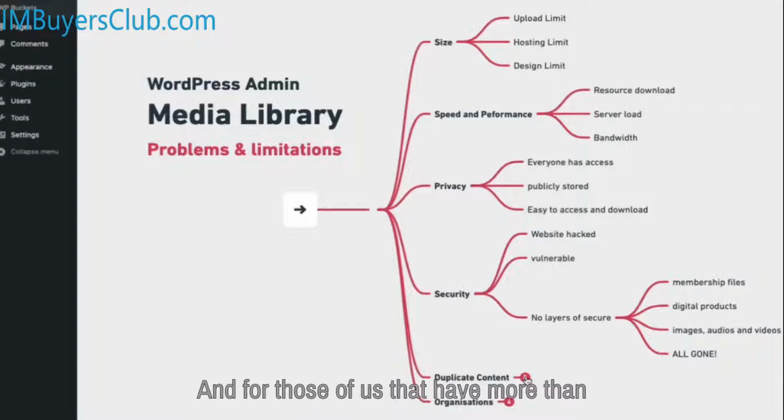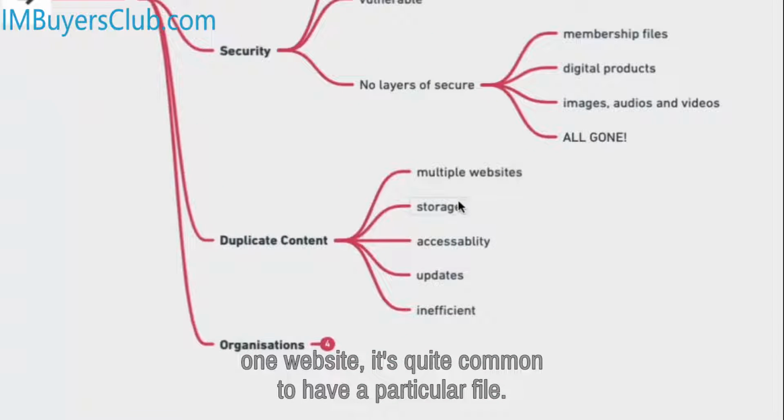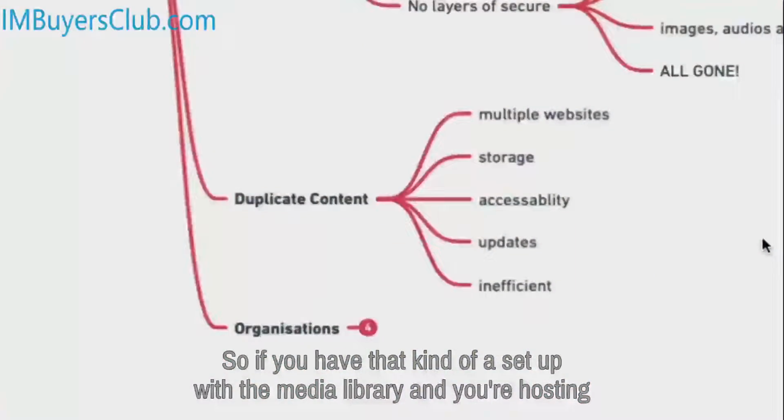And for those of us that have more than one website, it's quite common to have a particular file. Maybe it's an image, a business logo, or it might even be a downloadable resource, a white paper or something that you have on more than one different website. So if you have that kind of a setup with the media library and you're hosting your assets there, then it's going to be a nightmare if you need to make any kind of changes. You've got that at multiple different sites.